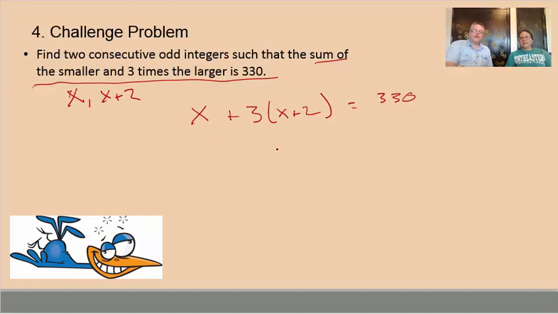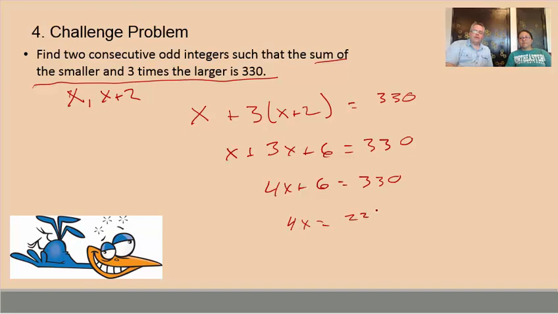The rest, we just solved. It's all in how to write this equation. If you got that, you're going to have this problem. So x plus 3x plus 6 is 330. We get 4x plus 6 is 330. And then subtract 6, we get 4x is 324.